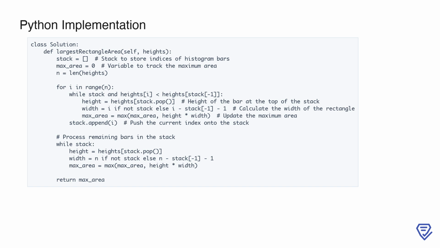4. Return the result. After processing all bars in the stack, the largest rectangle area is stored in max_area, which is returned as the result. This approach efficiently calculates the largest rectangle in O(n) time, as each index is pushed and popped from the stack at most once. It handles edge cases like an empty histogram or when all bars are of equal height effectively.